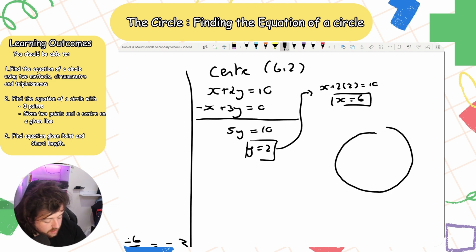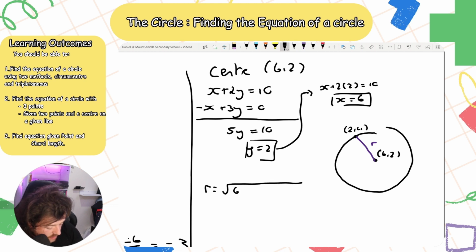So there's my circle. My center here is 6, 2. And I have the point, what point do I have? I have the point 2, 4 on the circle, right? So let's find my radius. Find the distance between these 2 points using my distance formula. So 6 minus 2 squared plus 4 minus 2 squared is going to be equal to 4 squared plus 2 squared, which is going to equal root 20.